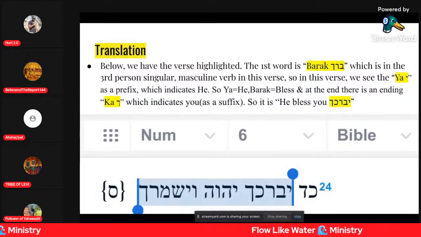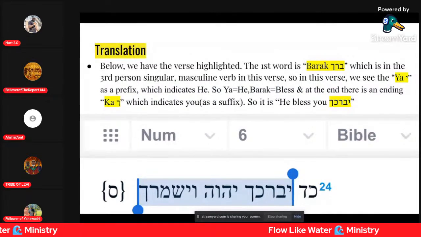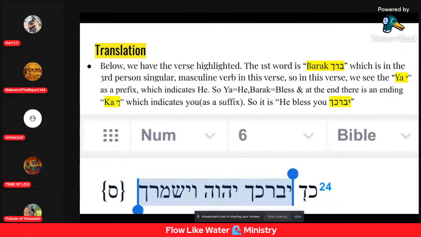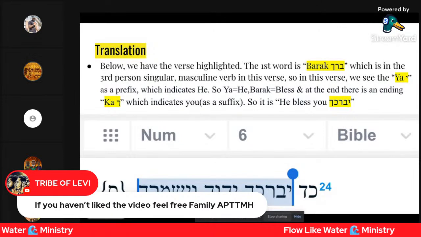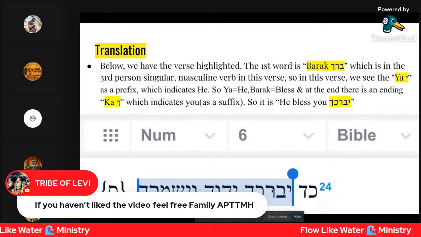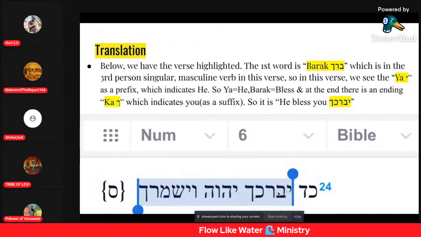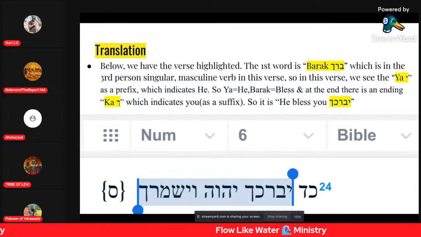So as you could read here in the text, this kaf and da isn't part of the actual text. That's just in addition to the Aleppo Codex. But what's highlighted here is the actual text. So when we look at this first word, it is Barak. You see the ba, the ra, and then the ka. So that's the actual verb or the word that's there. And then what's added to it is the ya as a prefix, and then the ka as a suffix.